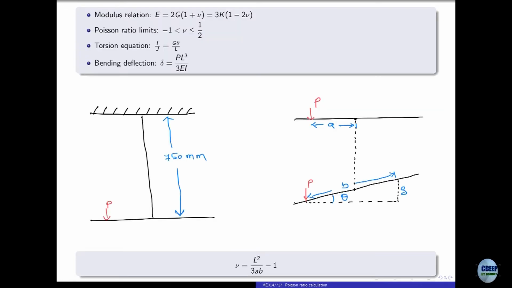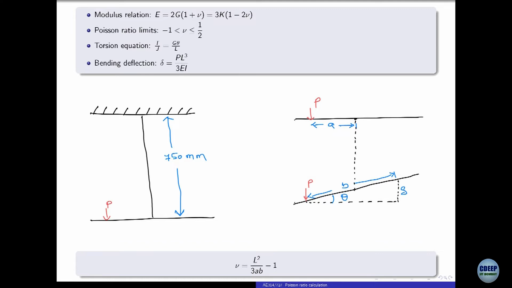Now, for your reference, the modulus, shear modulus and bulk modulus are related as follows. E is our modulus. It is related to shear modulus as E equals 2G into 1 plus nu, and E equals 3K into 1 minus 2 nu. So, from these two we will get the limits on Poisson ratio. It should be greater than -1 and smaller than 1 by 2.